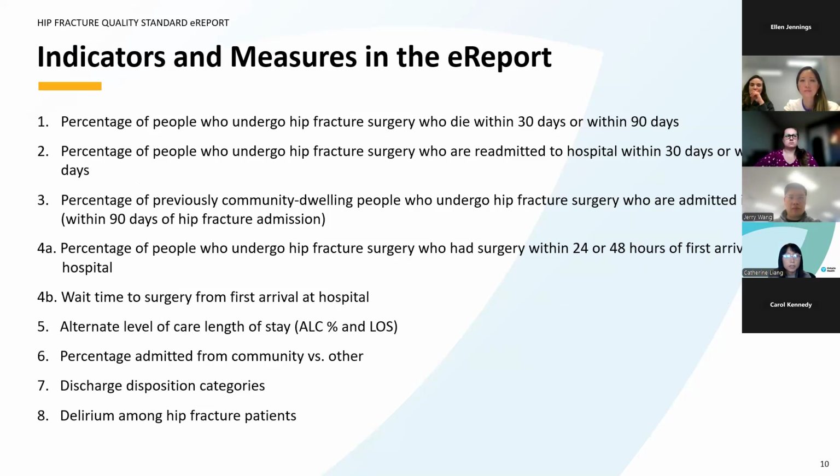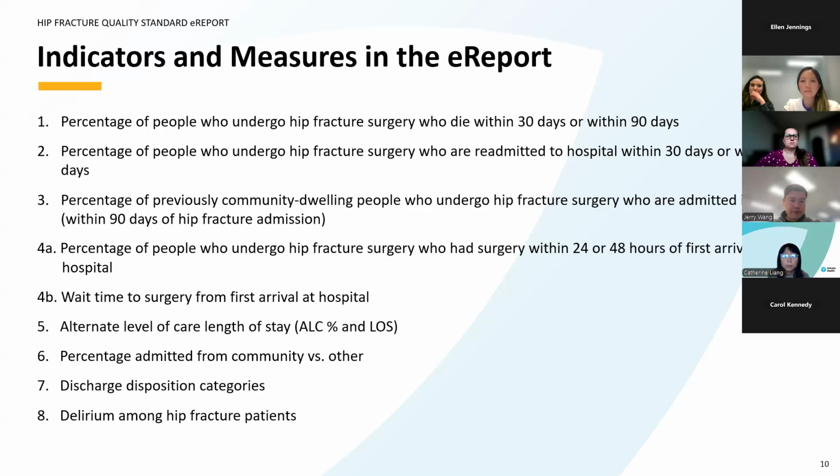Okay, so before we dive in, these are the indicators and measures that are in the eReport. The first two are mortality rates and admission rates within 30 and 90 days. The third one is the percentage of previously community dwelling people who undergo hip fracture surgery and are later admitted into long-term care within 90 days. Number 4A and 4B are about wait time to surgery.